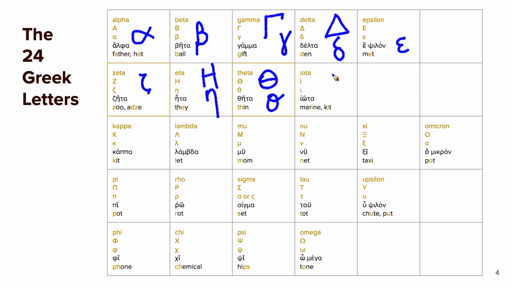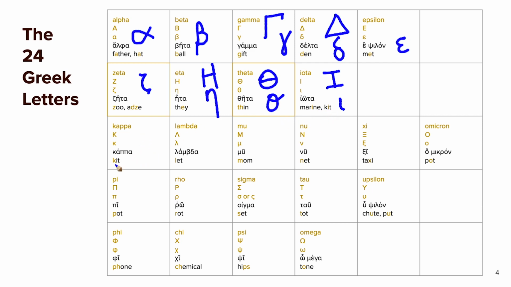That's th. Iota looks just like our capital I in its uppercase. And lowercase is like a lowercase i, but no dot. And that's just like the I in kit. Sometimes like the I in marine, but mostly an I, short vowel.